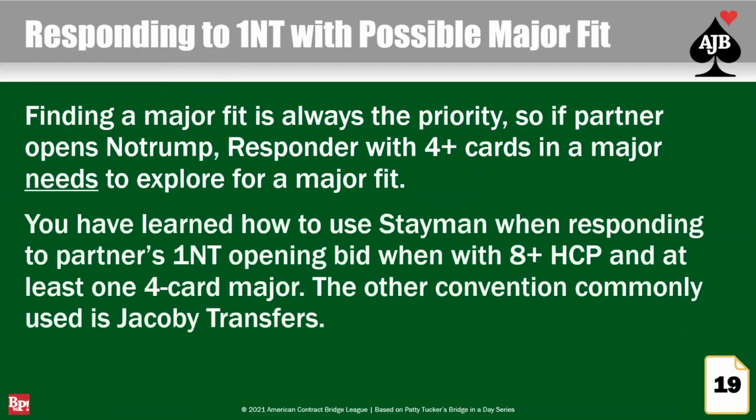We've learned how to use Stayman when responding to partner's one no trump opening bid with 8 high card points and at least one 4-card major. The other convention commonly used is called Jacoby transfers. It's been around for over 50 years now, almost 60.